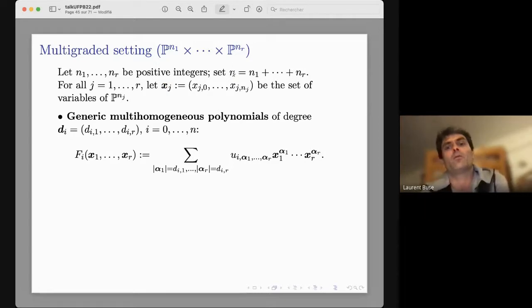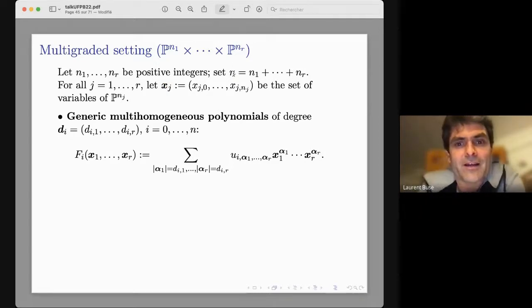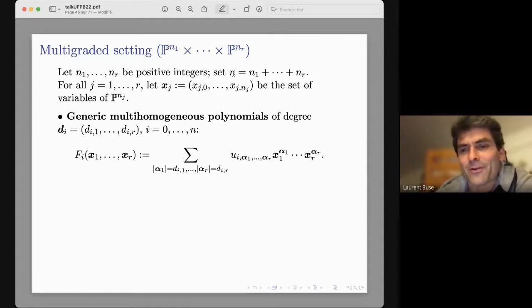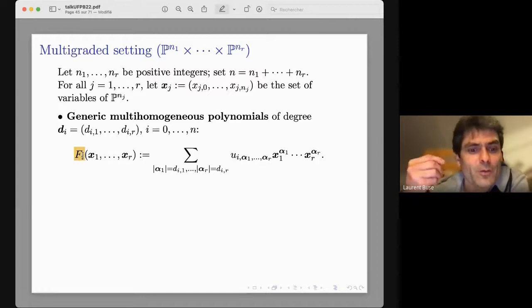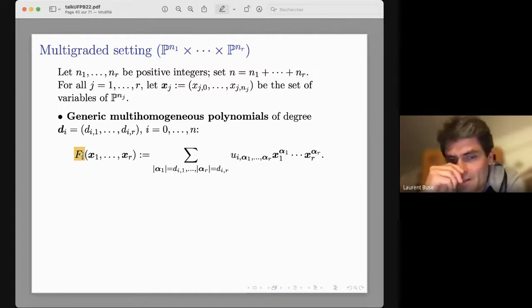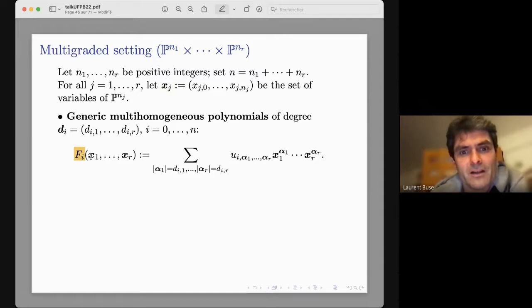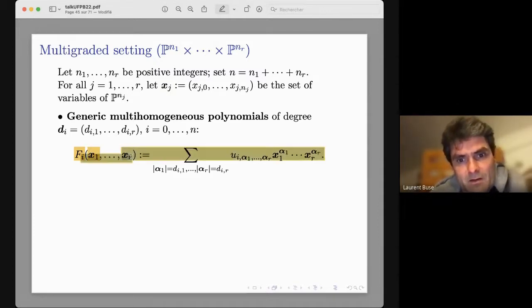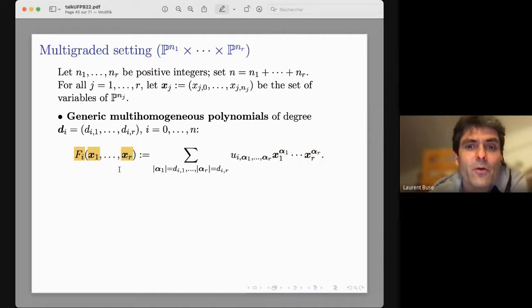Yes, so that's it. And so once you have this, you can consider generic multi-homogeneous polynomials in this space. Okay, so you see we start to have more notations. So now the Fi will not be simply homogeneous with respect to one set of equations, but r sets of variables. So you see here, it's homogeneous with respect to x1, x2, up to xr. Okay, and so I need a degree for all these sets of variables. So I will denote them by di, which is a multi-index.